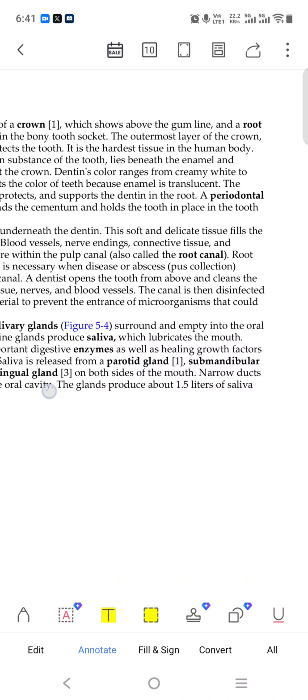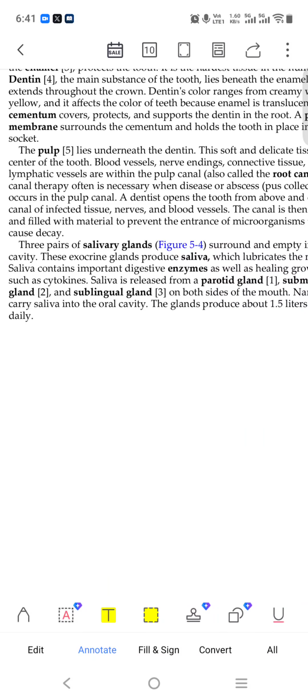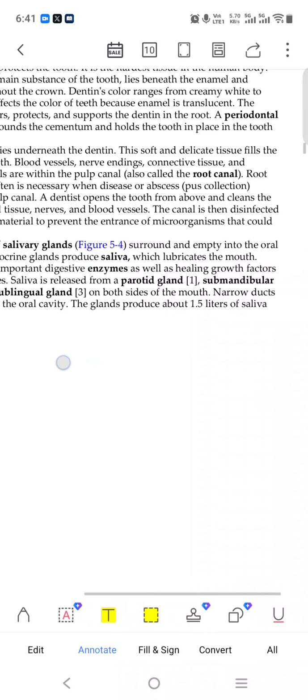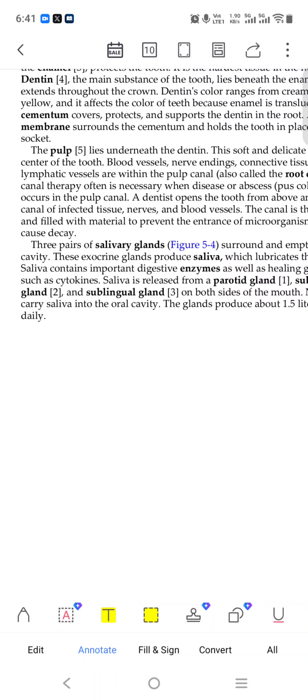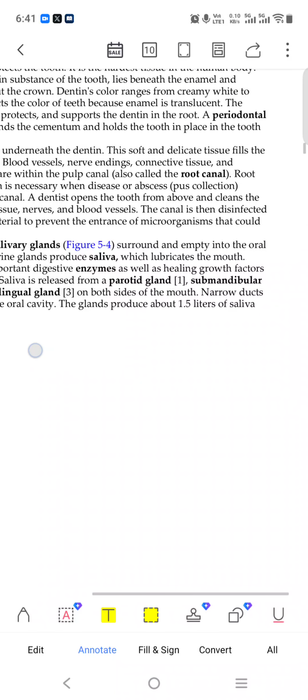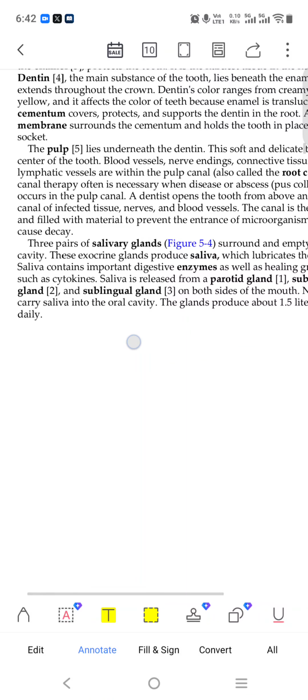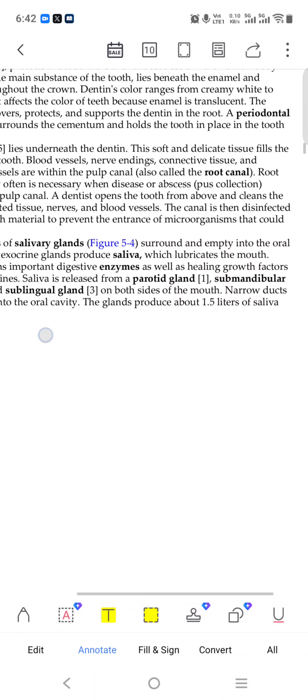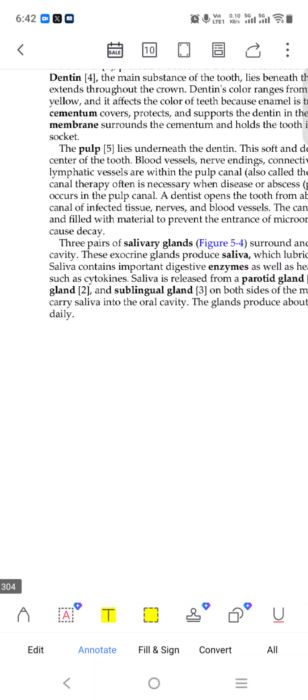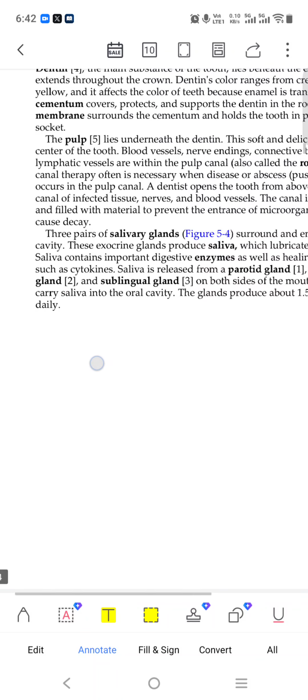You can also read in detail once you know everything. Three parts of salivary gland are there, three types. Salivary glands surround and empty into the oral cavity, and exocrine glands produce saliva. Saliva contains important digestive enzymes as well as healing growth factors such as cytokines and all these things.